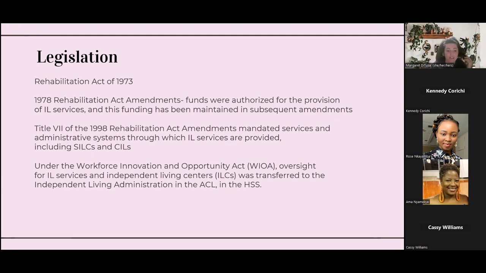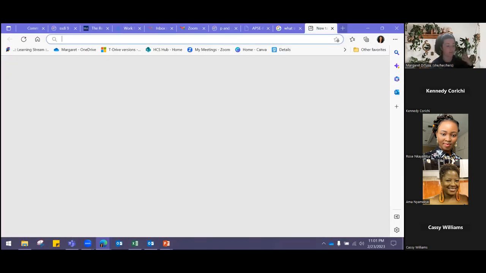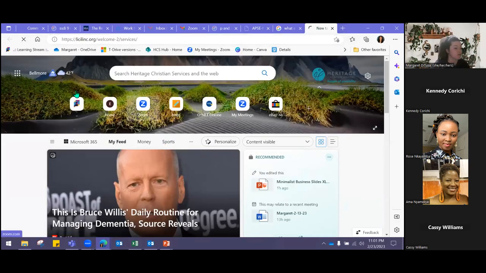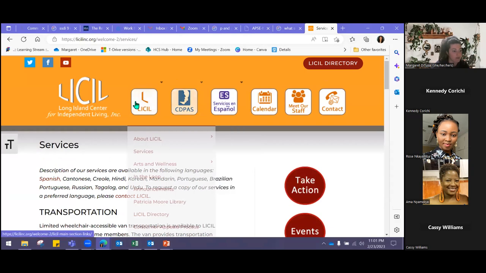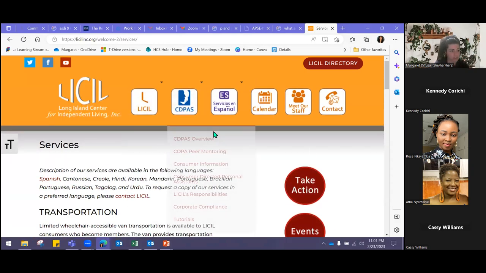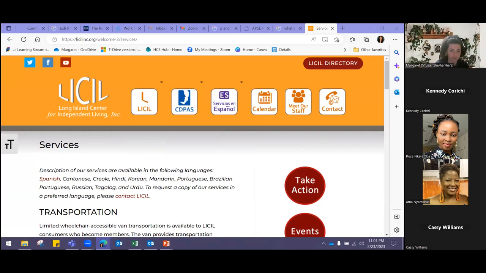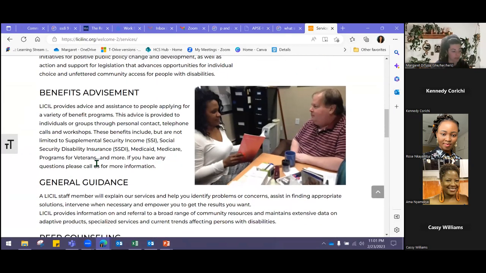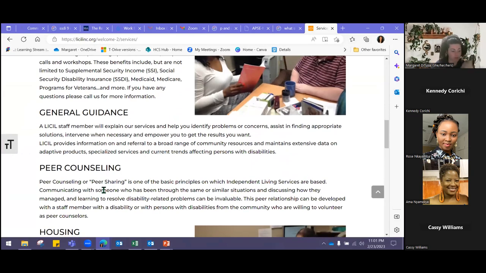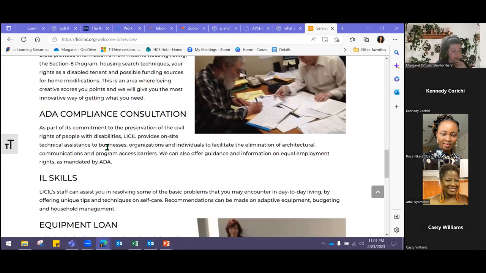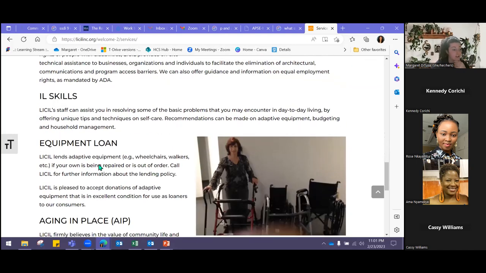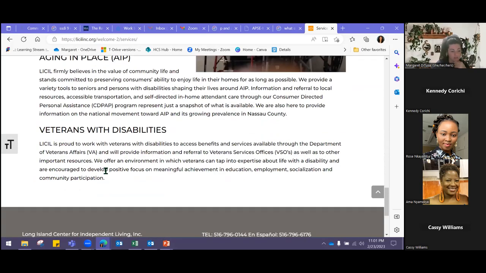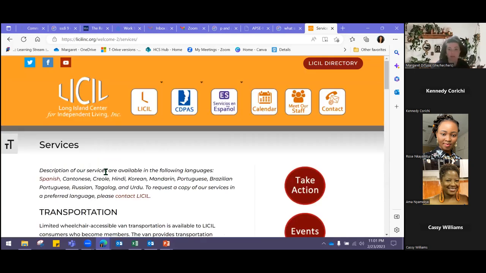And a lot of the things that we're talking about today are federally funded, so they have to be in certain places. This is my independent living center here on Long Island. If I go to the services, they all kind of have very similar services: transportation, advocacy, which we're going to get to, benefits advisement, which we're going to get to, general guidance, peer counseling, which was said in the chapter as well, housing, ADA compliance consultation, independent living skills, which was discussed, equipment loan, aging in place, and veterans with disabilities. So most independent living centers have the same kind of things like this.